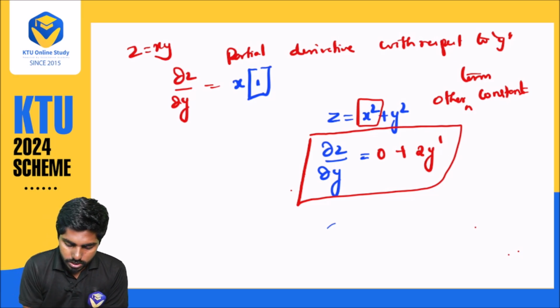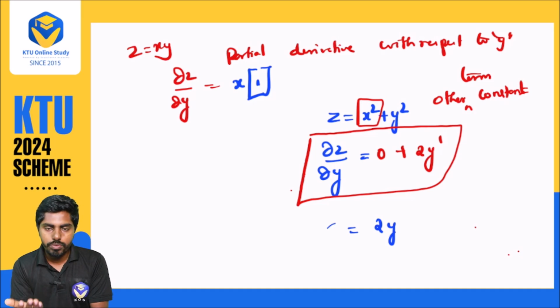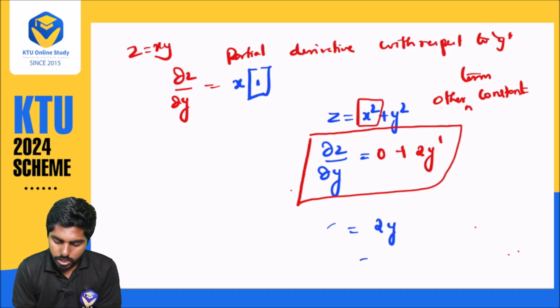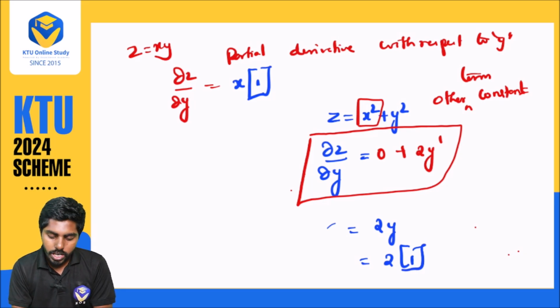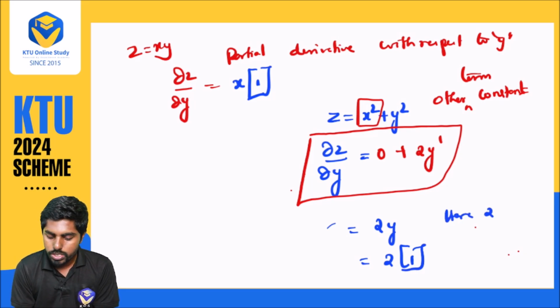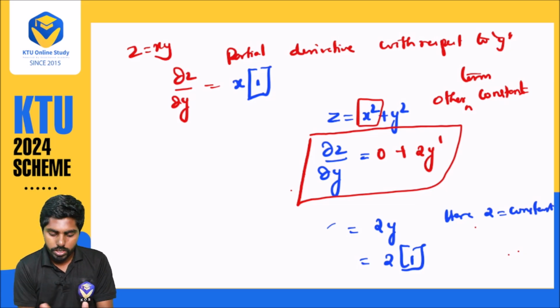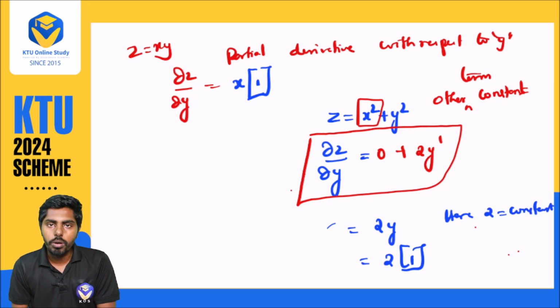Suppose 2y is there. What do you do in differentiation? You say 2 into 1. Why do we say it is 2 into 1? Because here 2 is a constant. In the same way, we want to treat it here also. Okay, so now we will go to problem number 1.